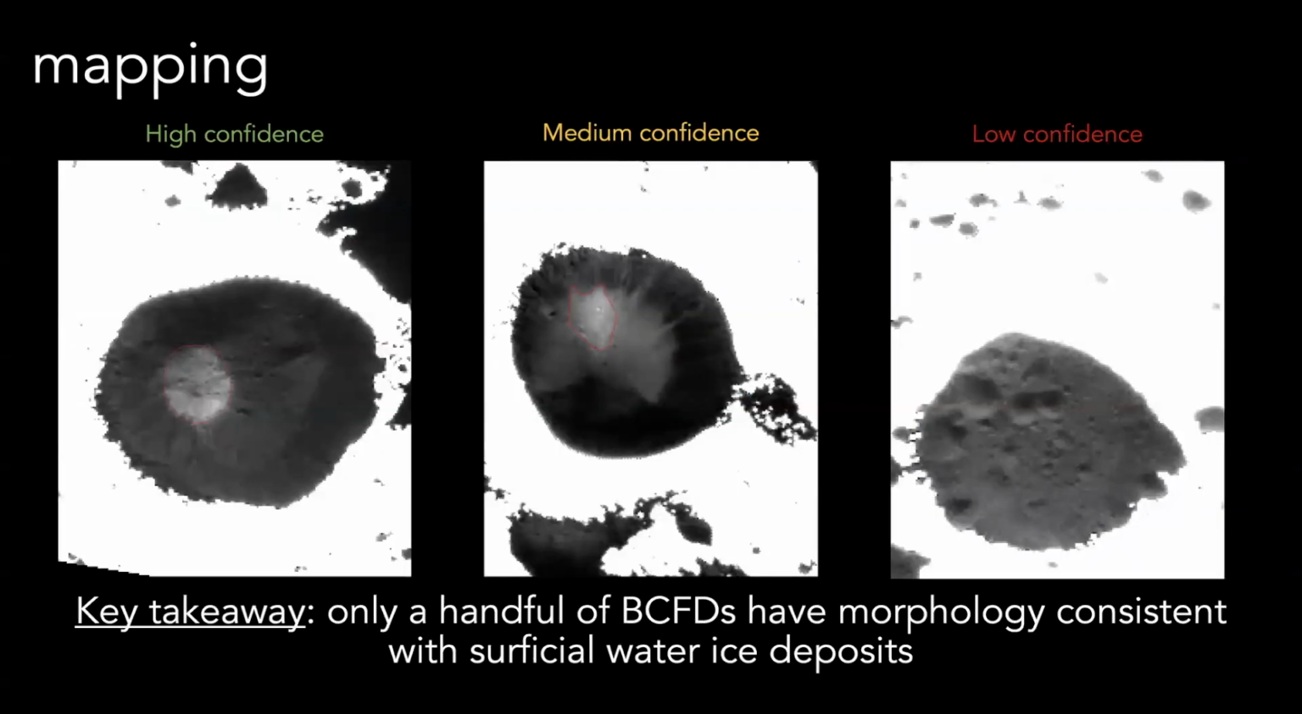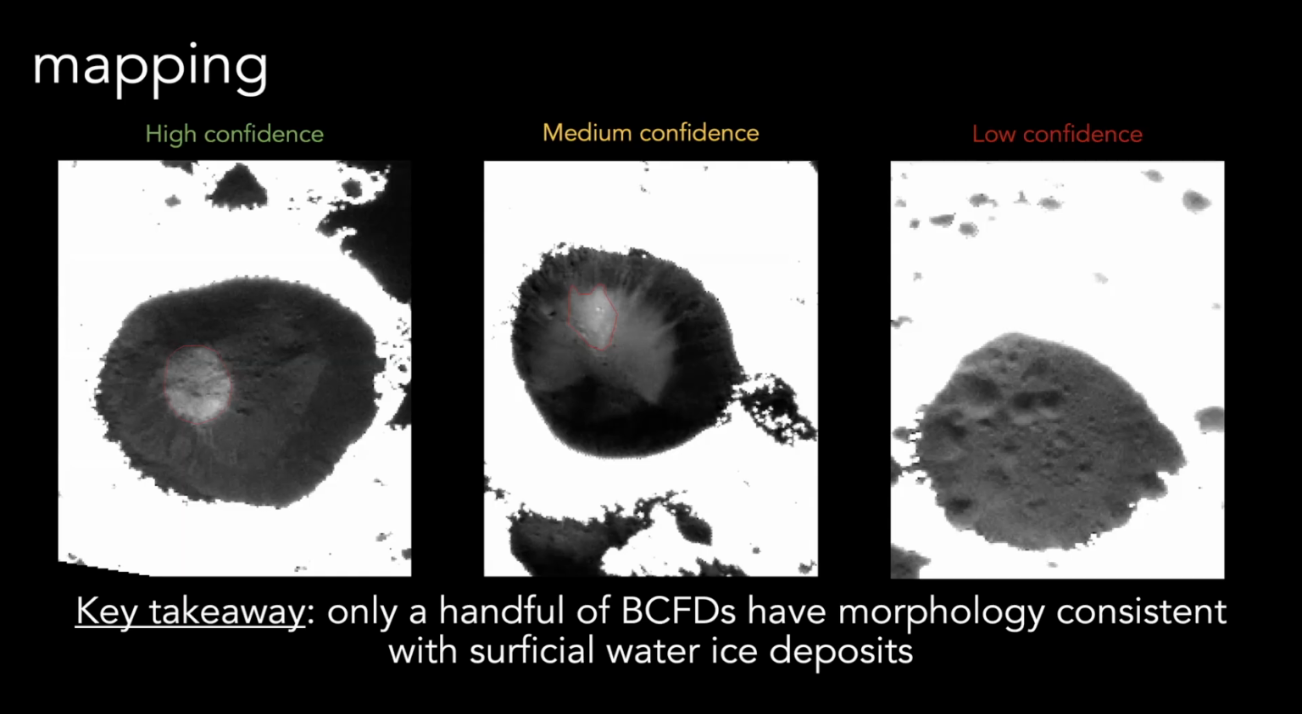So as part of this work, we performed the first comprehensive mapping of the morphology of these bright crater floor deposits. And I'm not going to be focusing too much on the mapping because this was done by one of our co-authors. But basically, based on the morphology, we assigned a confidence level that each of these deposits was actually cold-trapped surface water ice. So in the image on the far left, you can see an example of a high confidence case. We have this quasi-circular bright deposit with nice sharp margins. It's contained entirely within the cold, shadowed portion of the crater floor. I think that this is consistent with surface ice.